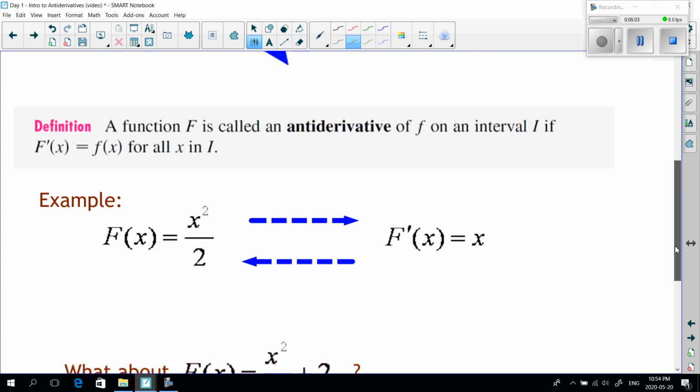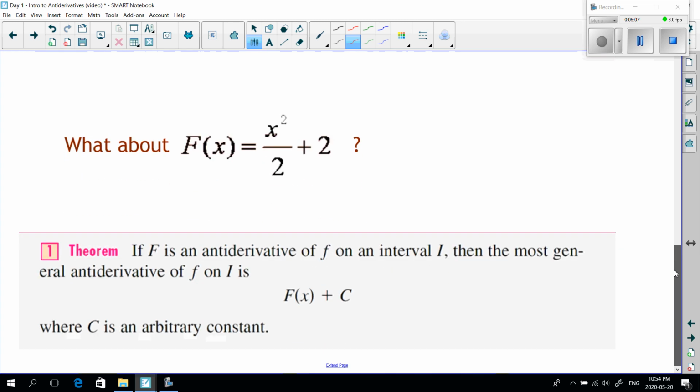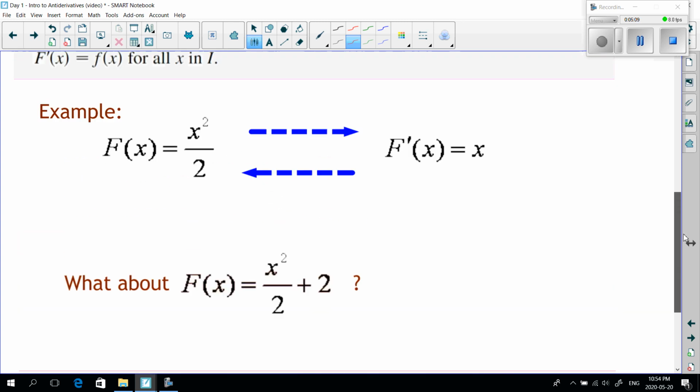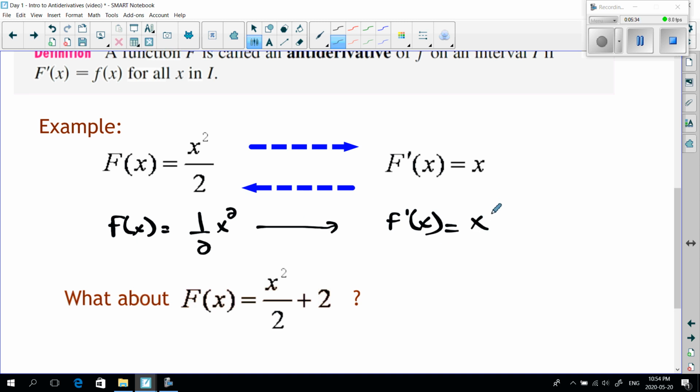And here's what I meant by it represents a family of curves. Okay, let's look. Here's an example. Let's say we have f of x equal to 1/2 x squared. It might be easier to think of it like that. The derivative of that would be 2 times 1/2 is 1, x to the 2 minus 1 would be 1, x to the first.